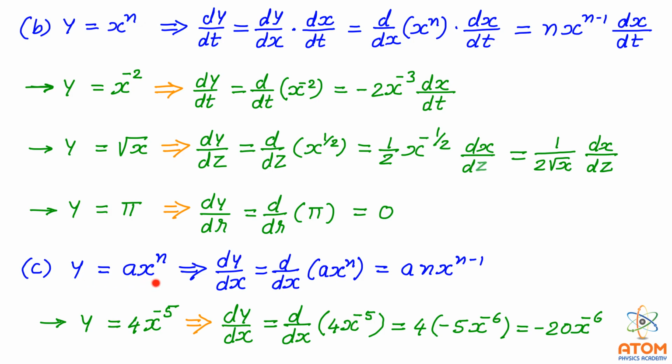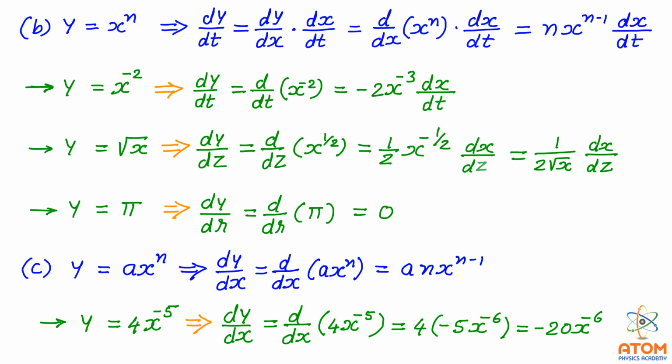Suppose y is equal to a x raised to n is given, where a is a constant, and I need to take differentiation of y with respect to x, that means dy by dx. So I will put d by dx of a x raised to n. Here a is a constant, so it will remain outside, and the differentiation of x raised to n will be taken as we have done already, that is n x raised to n minus 1. So as a whole, differentiation of a x raised to n with respect to x will be a n x raised to n minus 1.